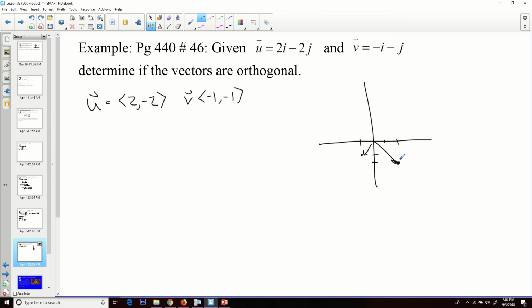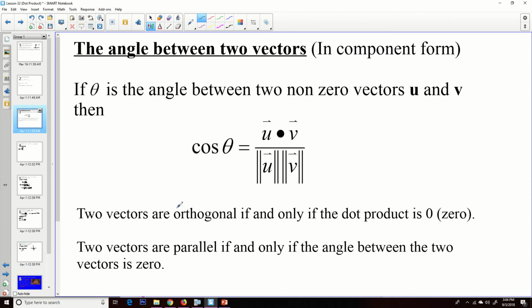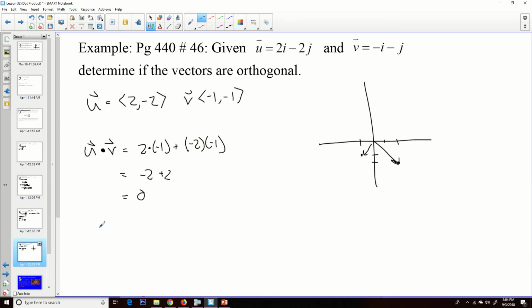So these look to me like they're probably perpendicular. So it looks like they might be orthogonal. And so all we're going to do is find the dot product. Dot product of u dot v will be 2 times -1 plus -2 times -1, which will be -2 plus 2, which is 0. Now, we said up here that two vectors are orthogonal if and only if the dot product is 0. We found that the dot product is 0, so we can say that u and v are orthogonal.